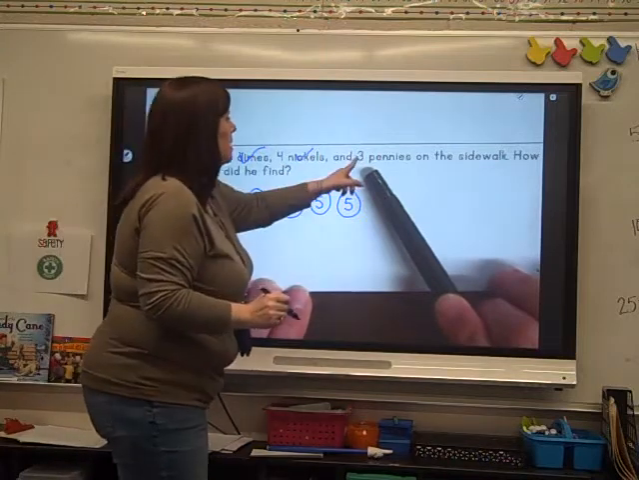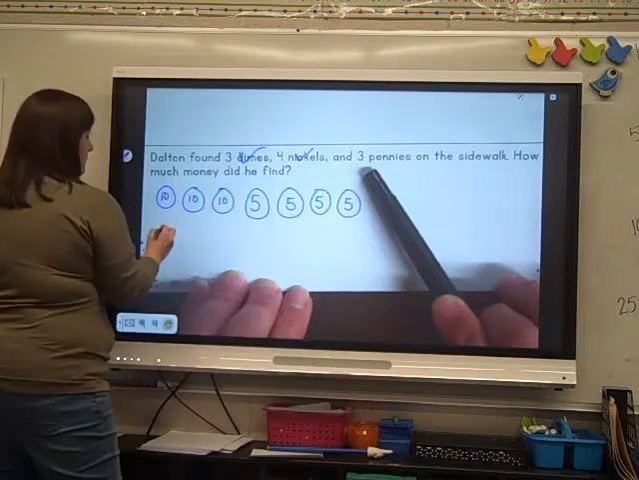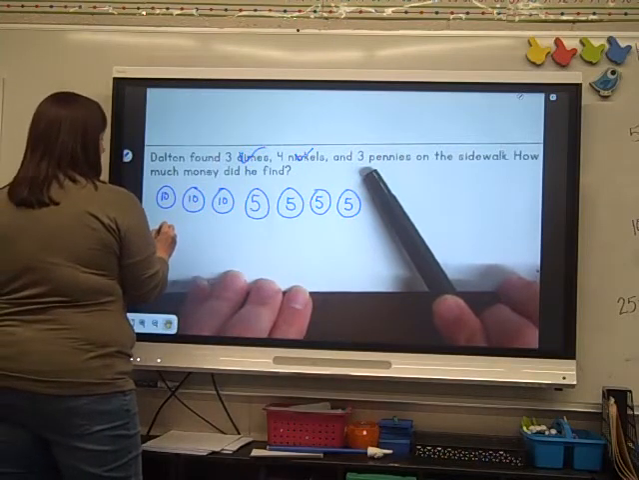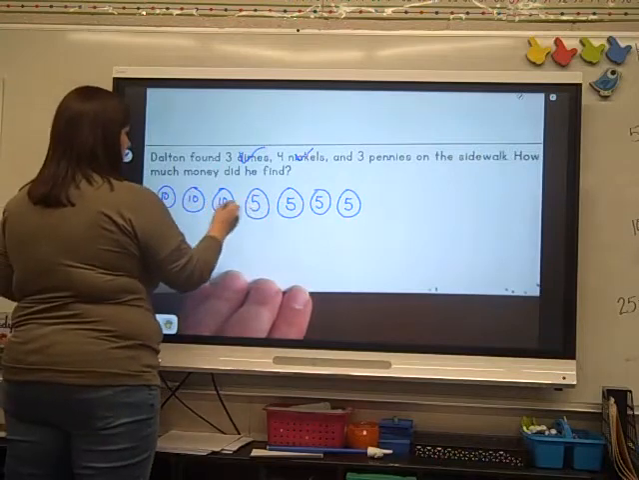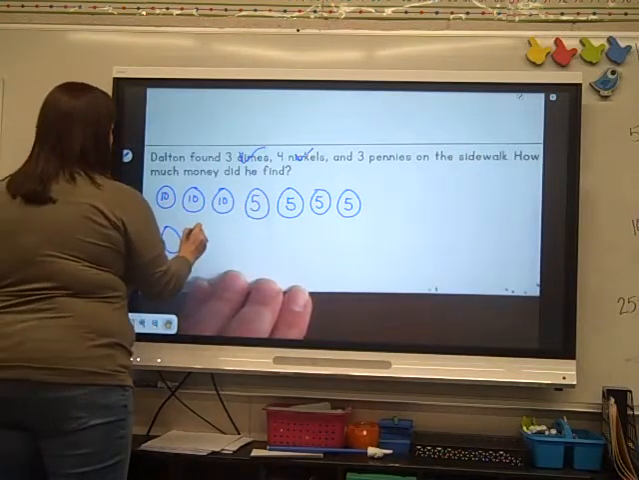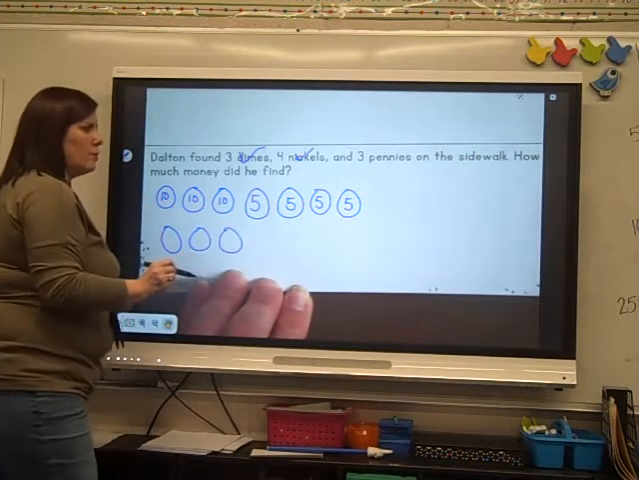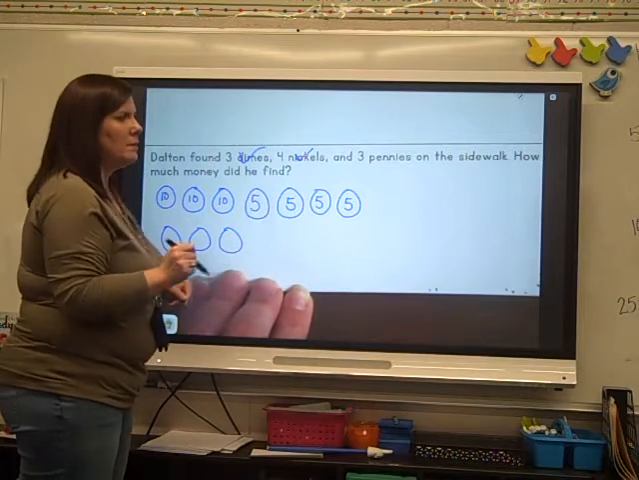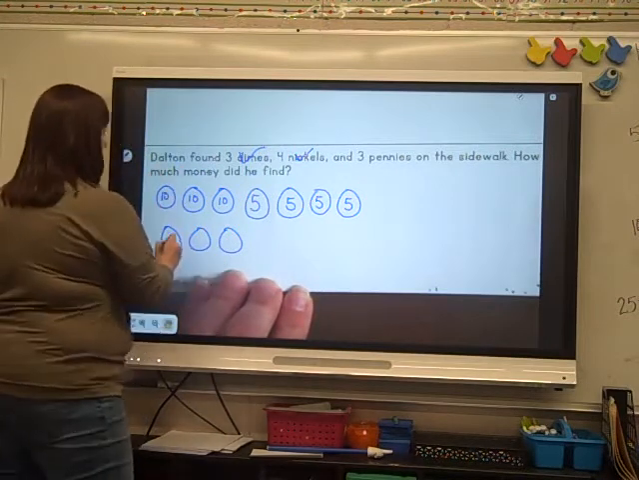Now, and he found 3 pennies. So I'm going to come over here. I'm going to draw my 3 pennies. I hope you're writing small enough. Pennies are just kind of in between a nickel and a dime. So, and I wonder, how much is a penny worth? The pennies are a copper color or they're brown. So how much is that penny worth? 1 cent. Okay.